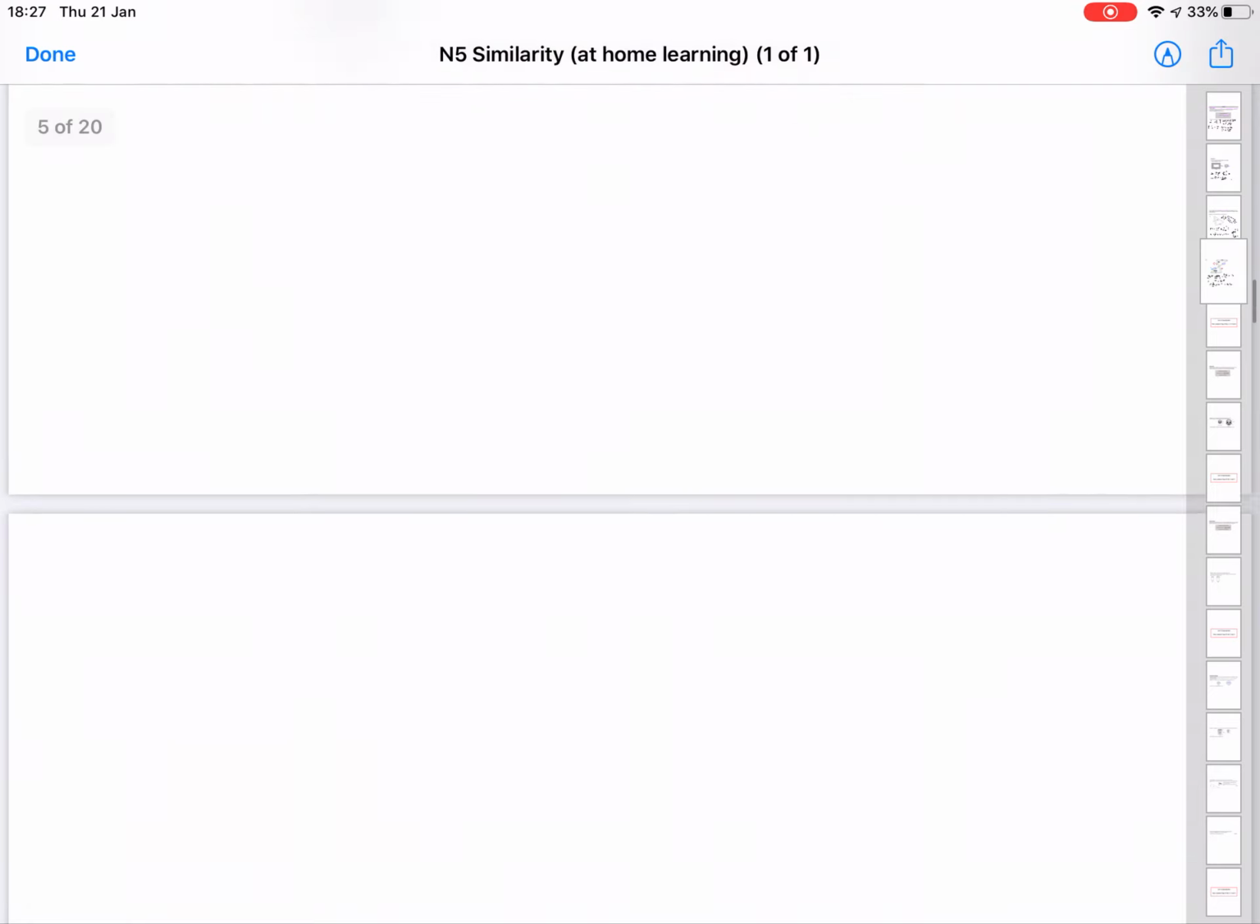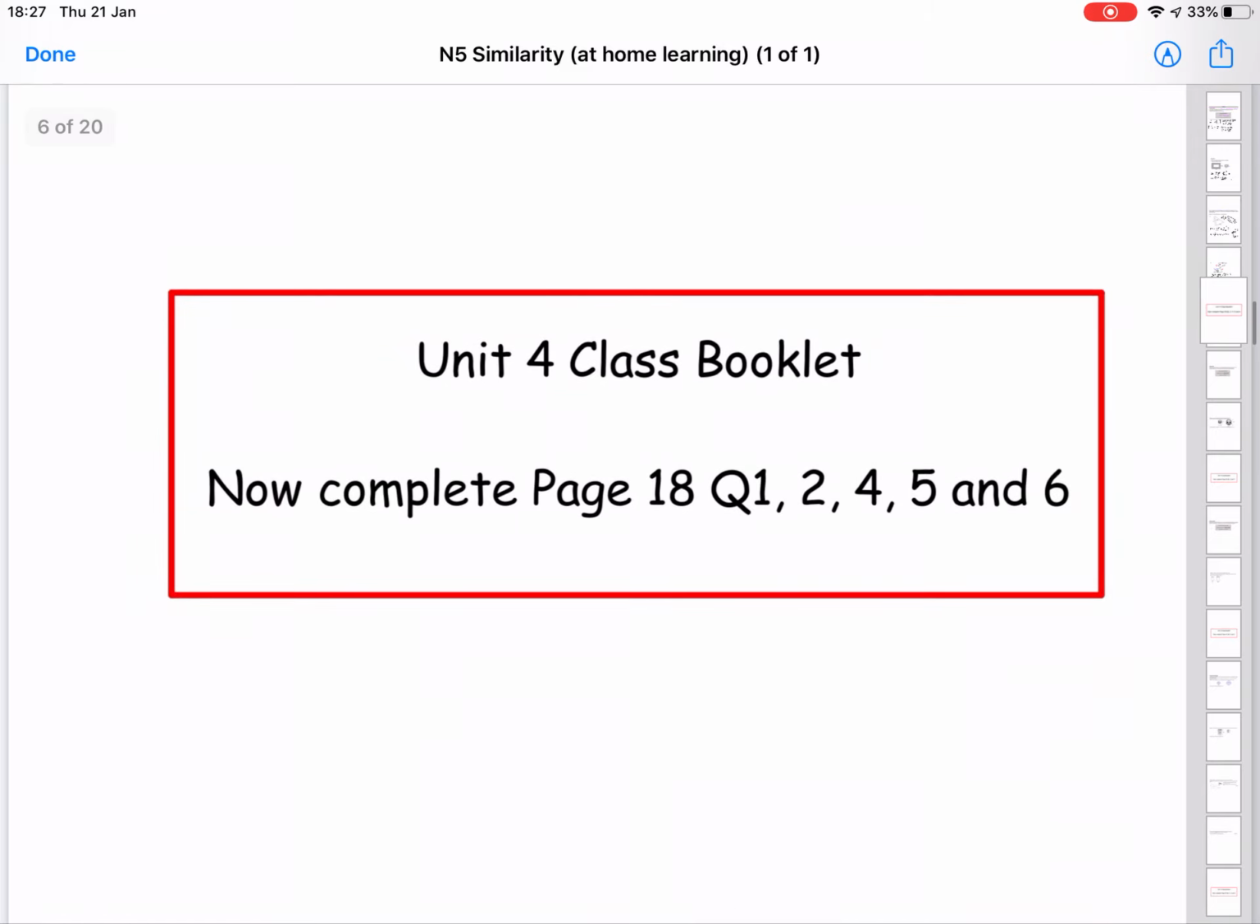So the questions I would like you to try for this lesson are as follows. In the Unit 4 class booklet, it's page 18, question 1, 2, 4, 5 and 6. So those questions are all going to be similar to the ones that I've gone through here in the notes.